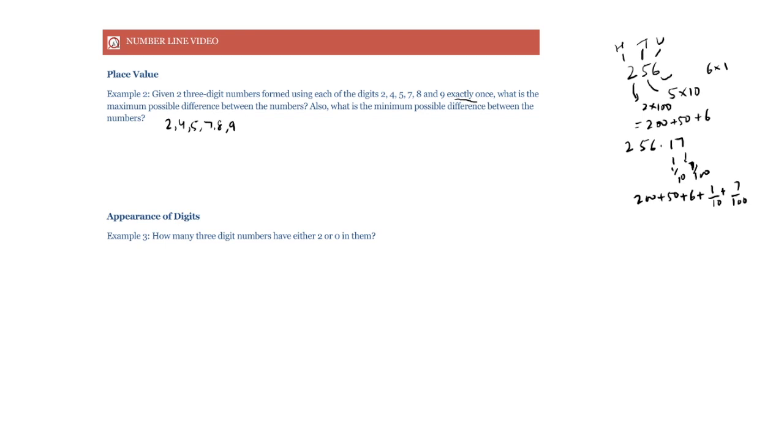So we'll make two numbers and we have to find the maximum possible difference between them, which means that on the number line, one number should be as far left as possible and the other number should be as far right as possible. There should be maximum difference between the numbers. So one number should be as small as possible and the other should be as large as possible. Okay, now, so how should we start?